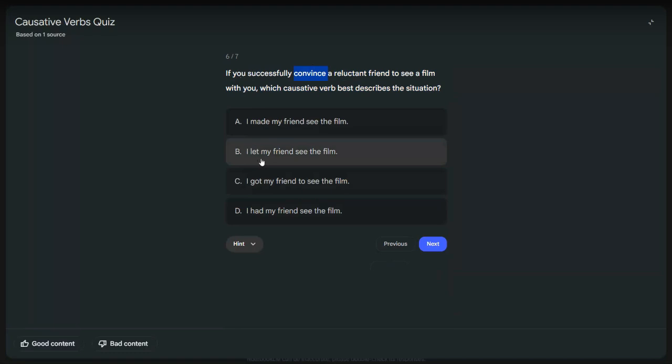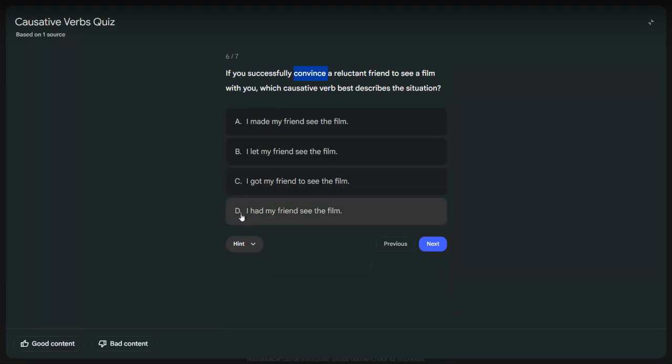Let's go to another option, that is let. When we use let, we allow someone to do something. So are we allowing our friend to come with us? No, he did not want to come, but we are convincing him. So he did not have this intention, and he is not asking our permission, so B cannot be there. Let's jump into C. I got my friend. Got means to convince. This can be right. And we also use to with it. So with got we use to. So this one seems right.